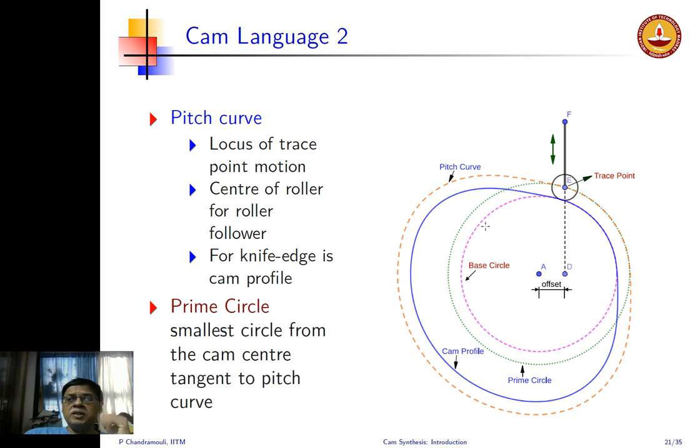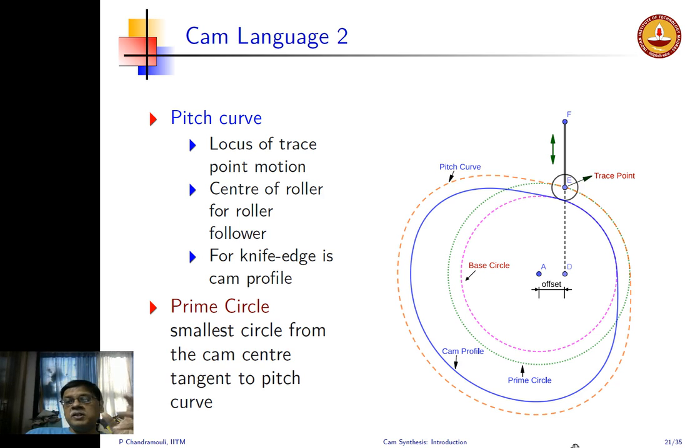So if you imagine that I've frozen the follower, and in the inversion I'm imagining the cam to be rotating, then the locus traced by that point is going to be this orange line that you see. That's called the pitch curve.